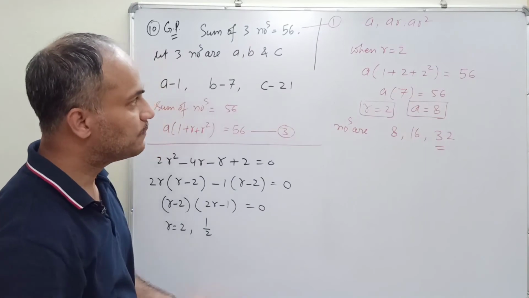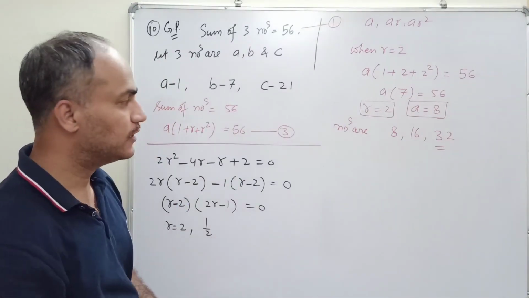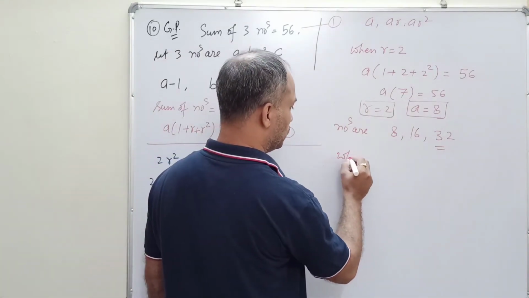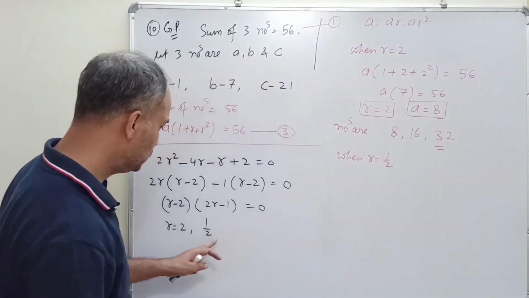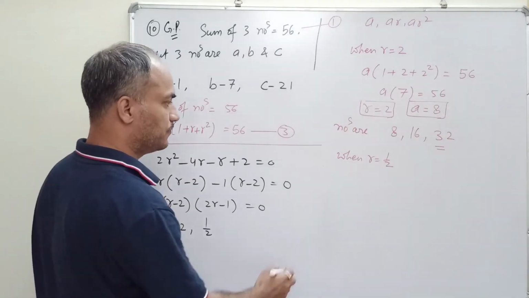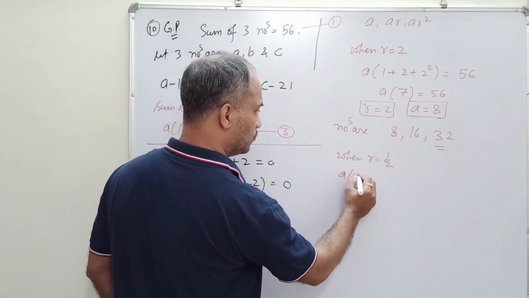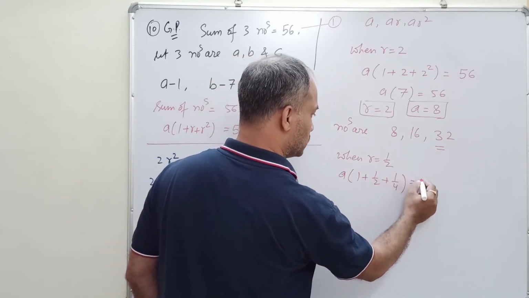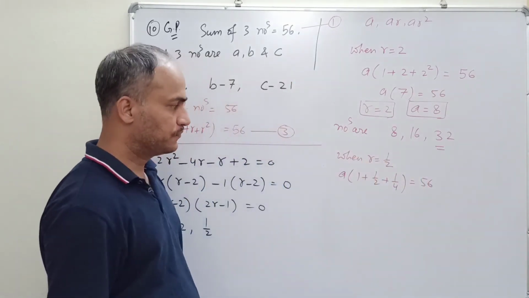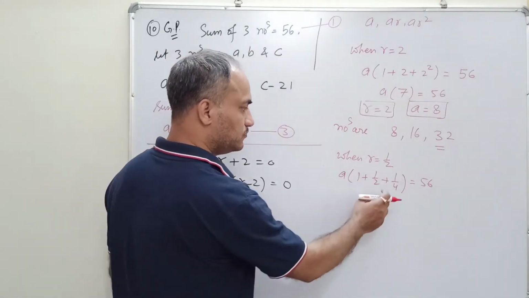Now what will happen if we put the other value of r? When we put r equal to 1 upon 2, let us see what we get. We put this value here: a into 1 plus r square is 56. So simplify; we take the LCM.